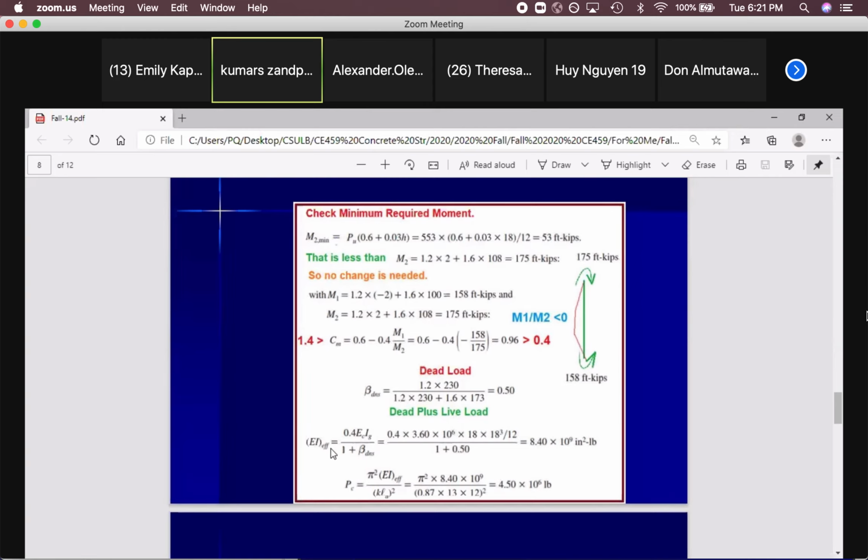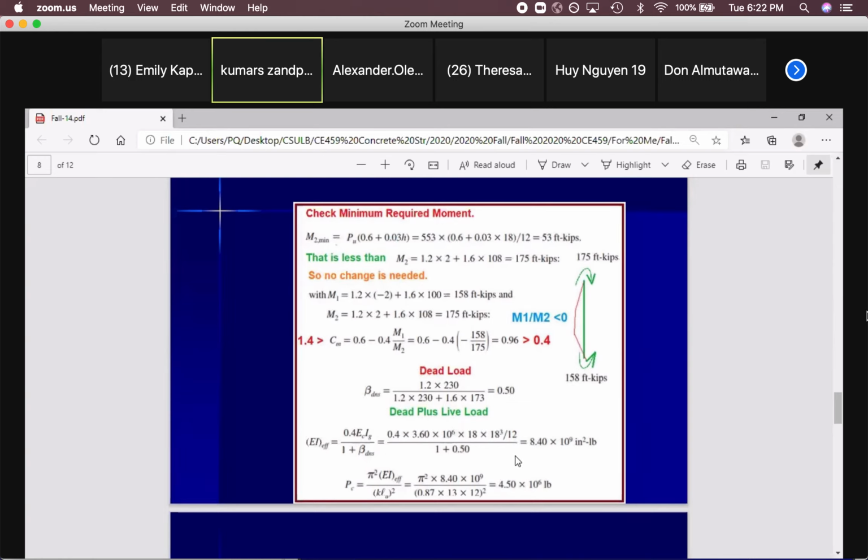That's it. And then go after EI effective. That's the equation. What's the IG for the column? BH3 divided by 12. That's it. Times EC, we know EC. All of them are the same units: pound, inches, inch to the power 4, everything the same unit. In this case, we used pound and inch.